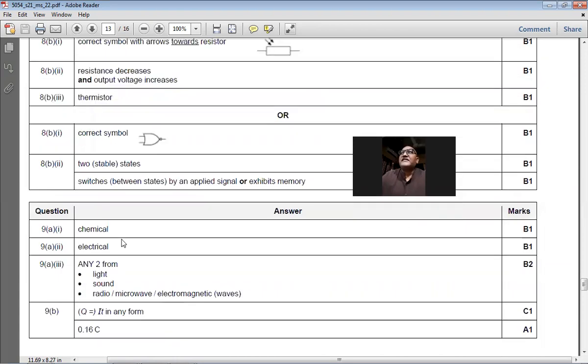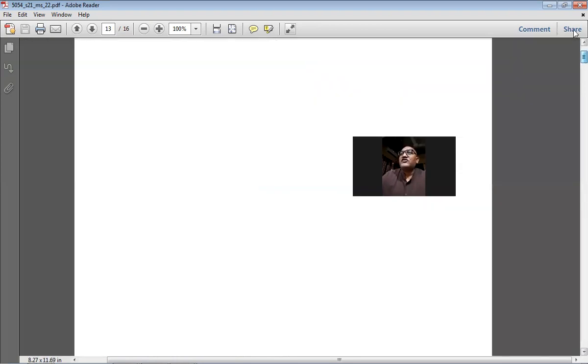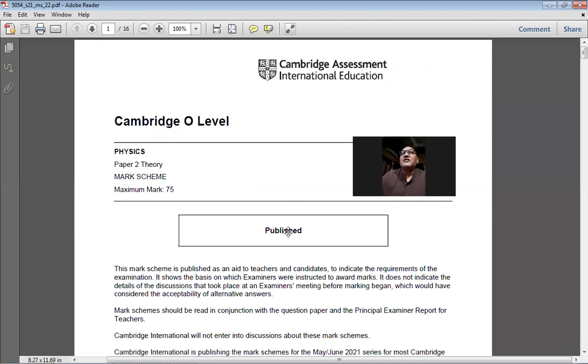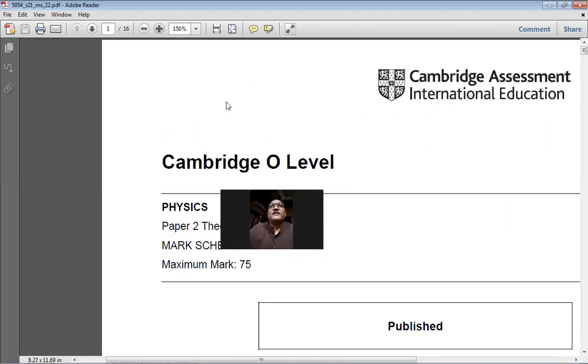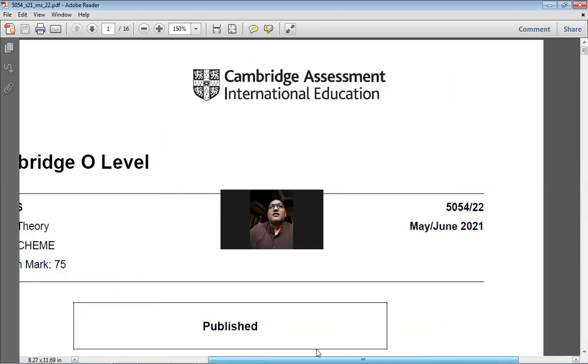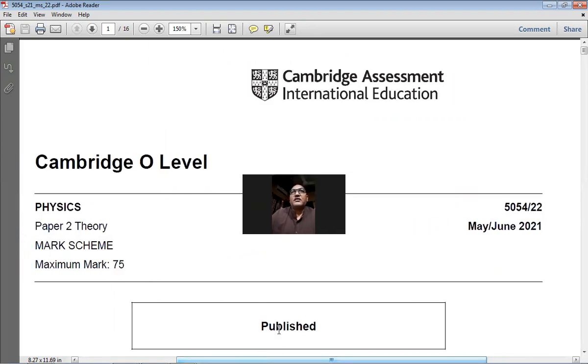So that was it. And my dear students, today we have done the May-June 2021 505422 paper. This was a theory paper from Zone 2, Variant 2. And today, in this session, we have attempted Section B of this paper. Section A of this paper we have already solved and uploaded on YouTube. You can find its link in the same playlist on my YouTube.